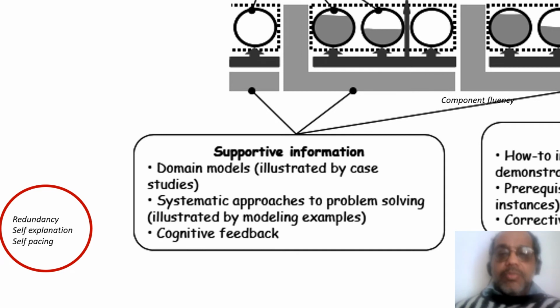Generally, supportive information is supported by reference work. So rather than how-to manuals that arrive just in time, supportive information will have reference works which are always available. For example, textbooks. The students should be able to use this in order to understand what is happening whenever they have to do a learning task. And here are some of the techniques: redundancy, self-explanation, and self-pacing.